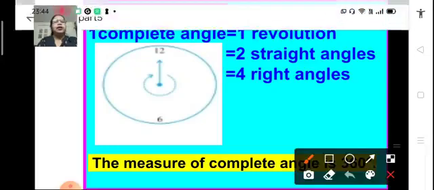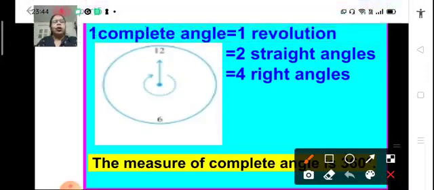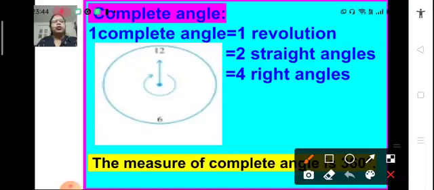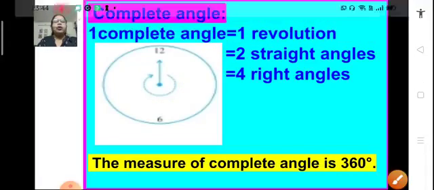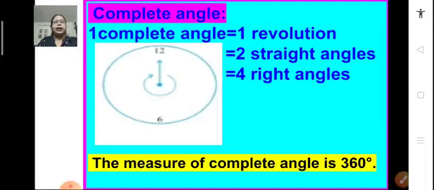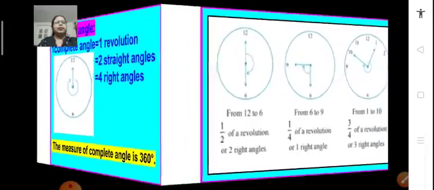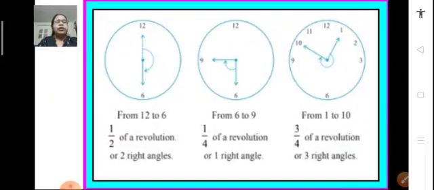We have shown here that in a clock also, when the clock hand moves from 12 in a clockwise direction and again comes back to 12, it has taken one complete revolution or formed one complete angle, which is 360 degree. So, hands of a clock also show the angles, the right angle, complete angle and straight angle.